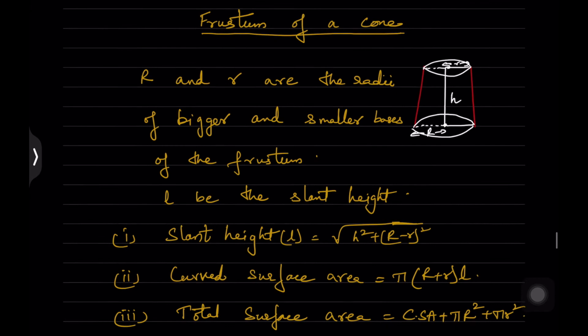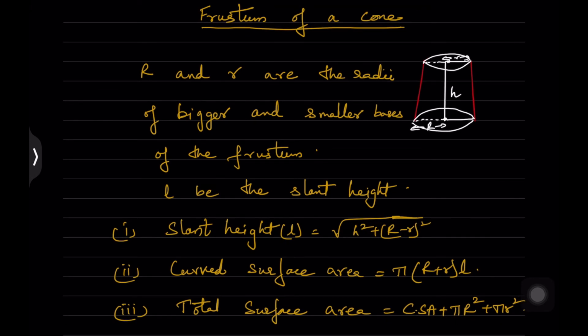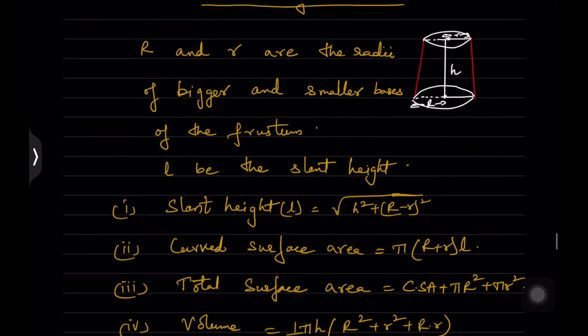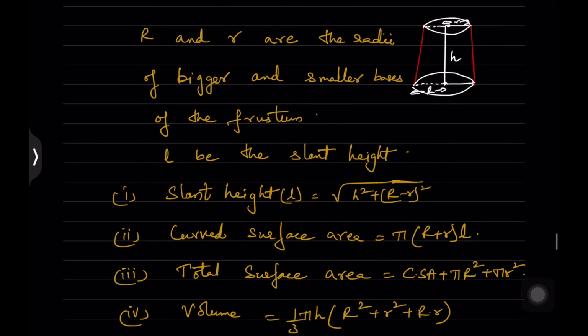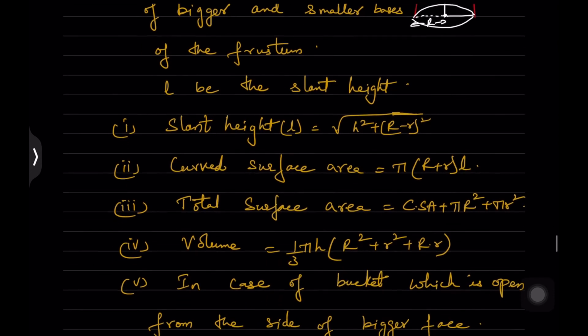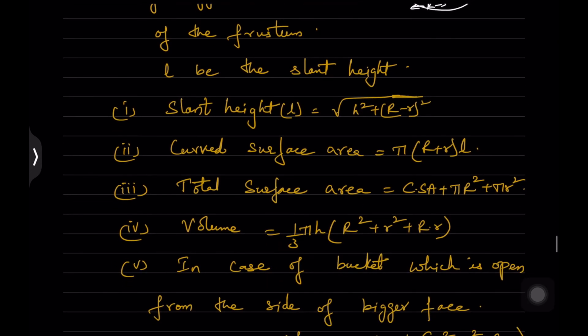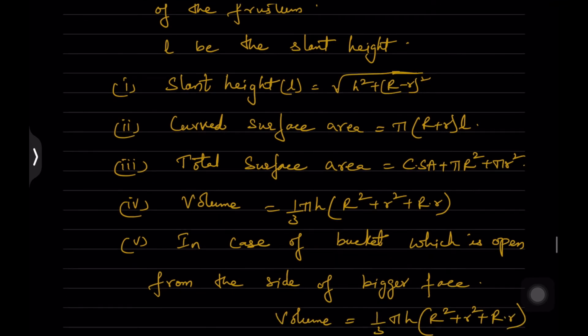Now frustum of a cone. Capital R and small r are the radii of the bigger and smaller bases of the frustum. Let L be the slant height. So slant height, how do we find it? It is root of h square plus (capital R minus small r) whole square. Curved surface area is equal to pi into (capital R plus small r) into L. Total surface area is equal to CSA plus pi capital R square plus pi small r square. Volume is equal to 1 by 3 pi h into (capital R square plus small r square plus capital R into small r).